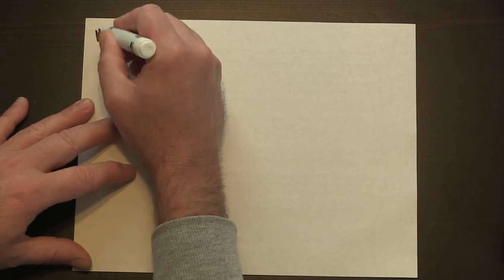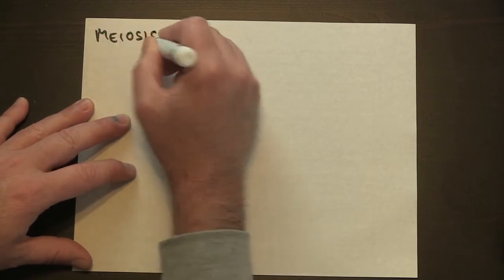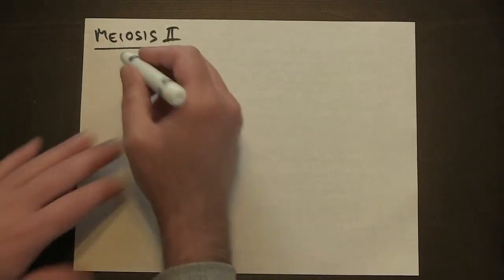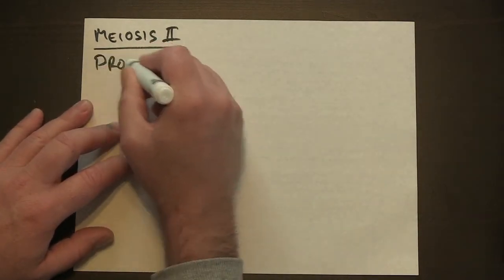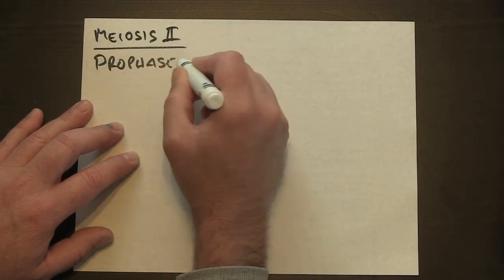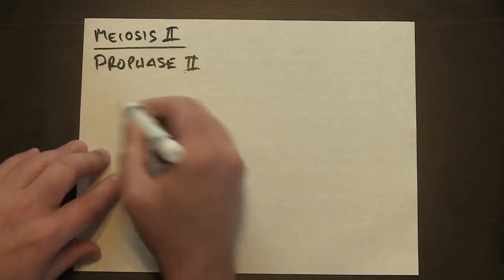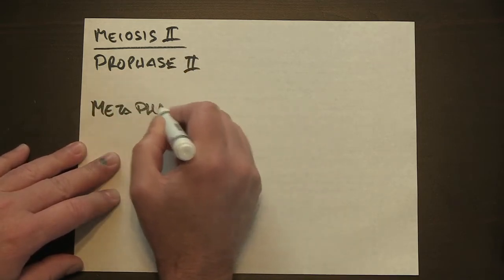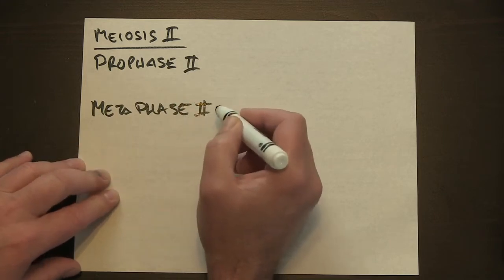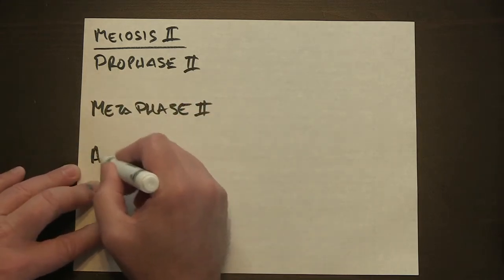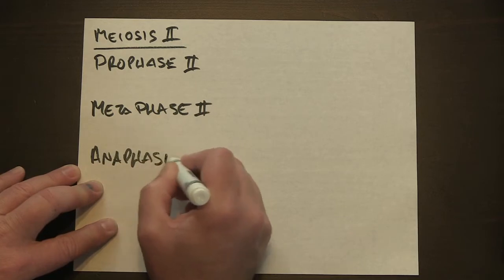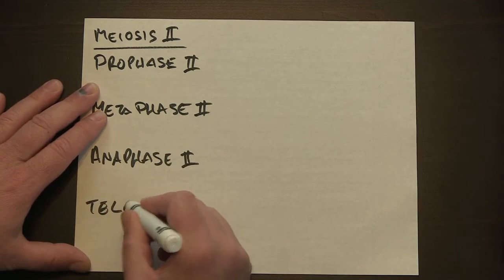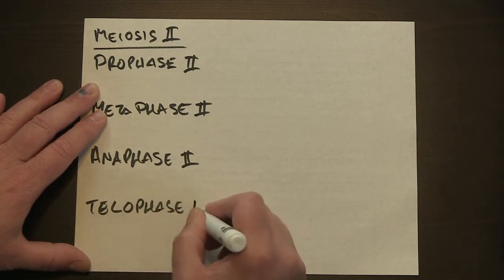So let's go over the second part of meiosis. Same stages. We're going to have prophase 2, metaphase 2, anaphase 2, and then finally telophase 2.